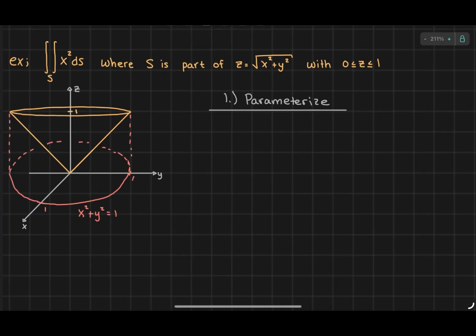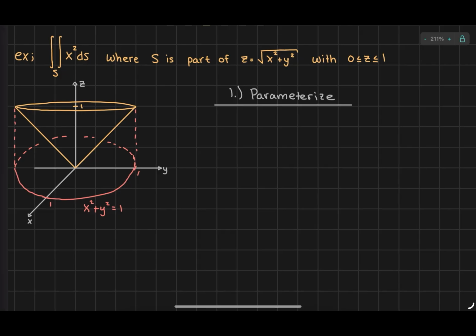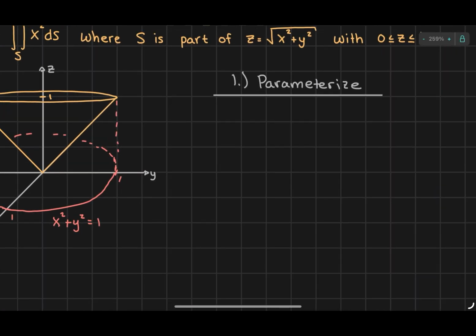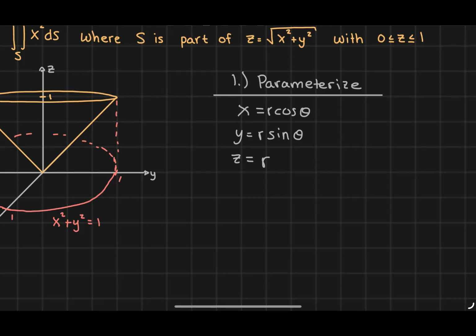So to parameterize, notice that it may be easiest to actually parameterize in polar, or cylindrical, I guess. x is going to equal r cosine theta. y is going to equal r sine of theta. And our z is going to equal the square root of x squared plus y squared. Once again, recall x squared plus y squared is equal to r squared. Therefore, we have z is equal to the square root of r squared. So z is equal to r.